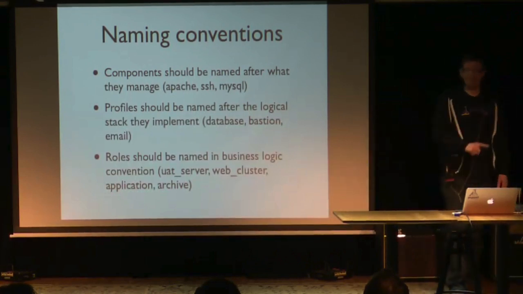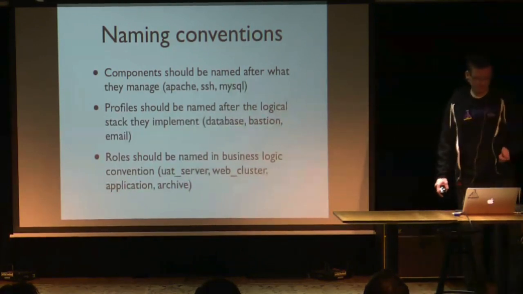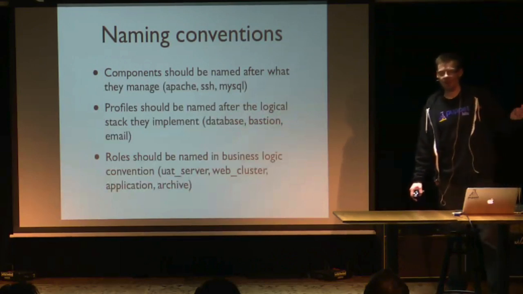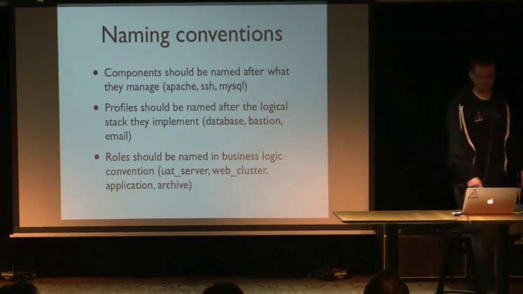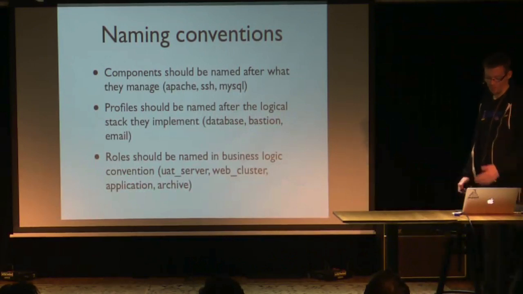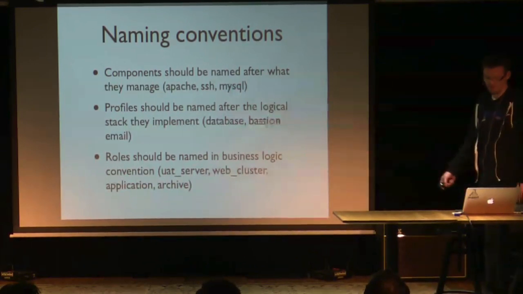But the roles should be named with business logic. So they should be UAT server, web cluster, application, archive. These names need to be names that Bill understands. Yeah? Or that Bill wants, that matches up with what he's got on his network diagram.